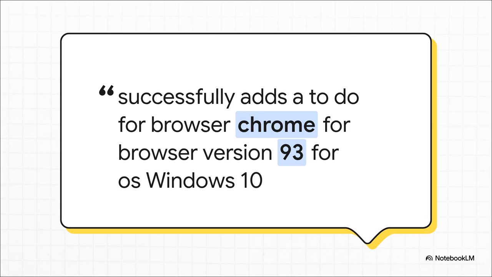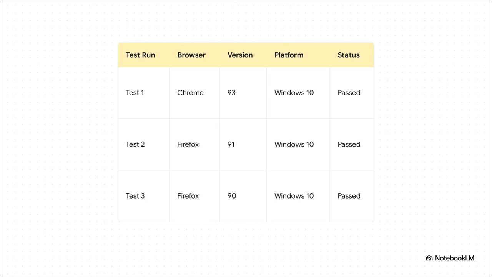And remember what I just said about those dynamic titles? This is what it looks like in action. The actual output from the console is crystal clear about which test passed: successfully adds a to-do for browser Chrome, for browser version 93, for OS Windows 10. It's perfect. The next lines would show the results for Firefox, all from that same test block. Now, this kind of organized output isn't just for your console. When you look at your test automation platform dashboard, each of those parameterized runs gets logged as its own distinct, separate test. This gives you this beautiful, clean, and totally organized view of your test results across every single configuration.